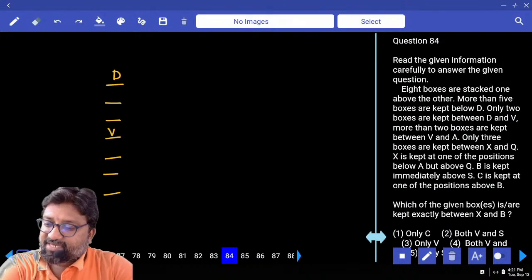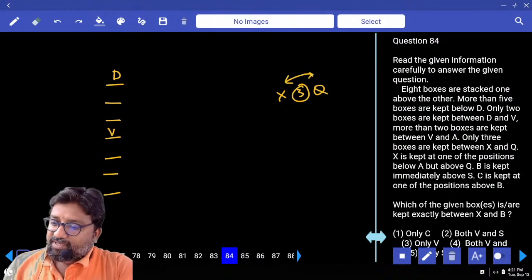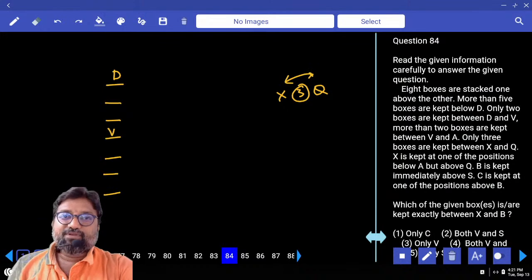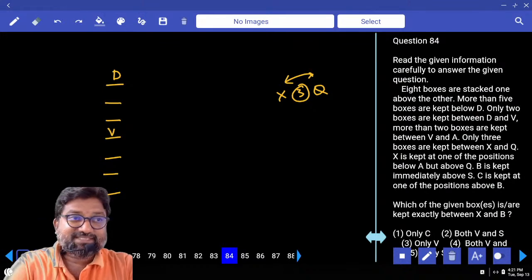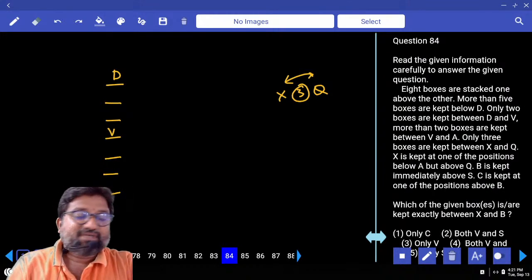Only 3 boxes are kept between X and Q. X is kept at one of the positions below A. X is kept at one of the positions below A but above Q.